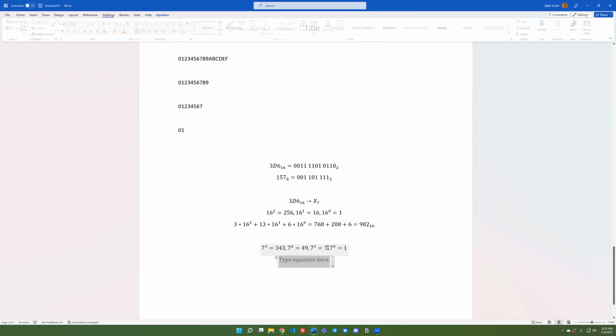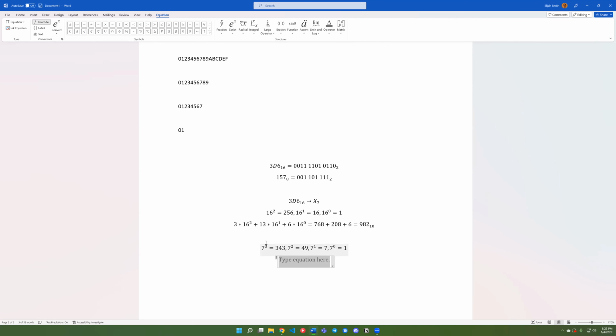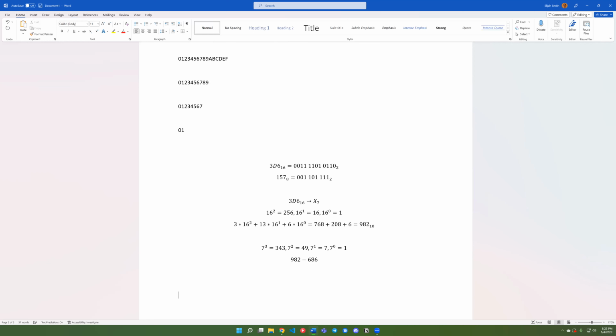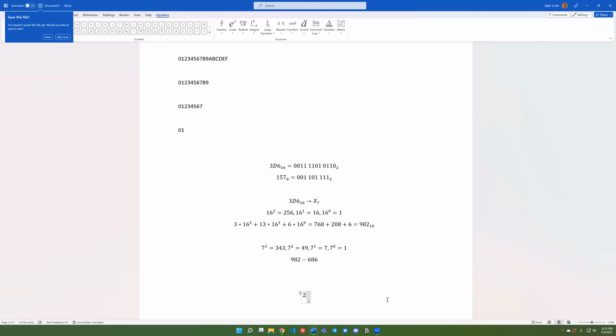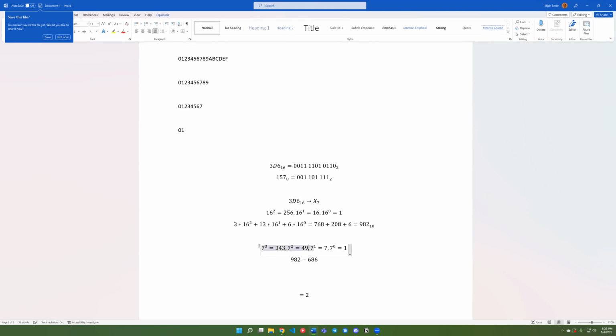So let's figure out how many times 343 goes into 982. So 982 divided by 343, and my calculator says it goes in 2 times evenly. And then 2 times 343 is equal to 686. So 982 minus 686, and we'll go ahead and store our number down here. This goes in twice for the first digit. And this leaves us with 296.